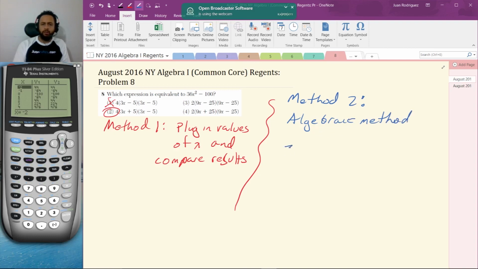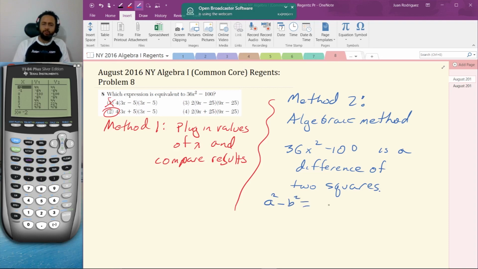Okay, notice that 36x squared minus 100 is a difference of 2 squares. So I remember that a squared minus b squared is equal to a plus b times a minus b. You could FOIL this out, do each with each, you get a squared minus b squared to check that that's true. But this is actually something good to memorize.